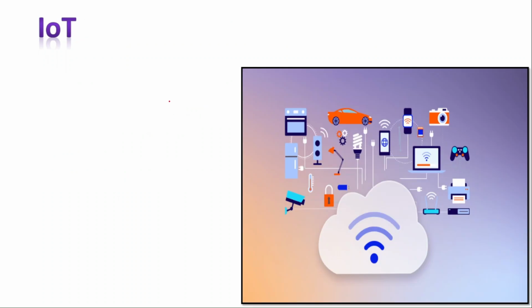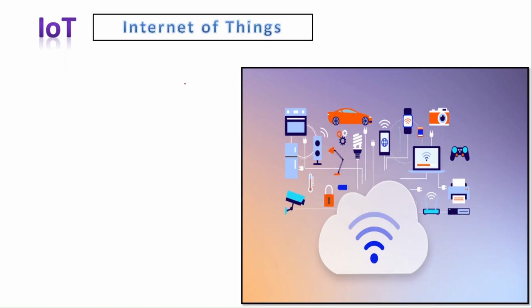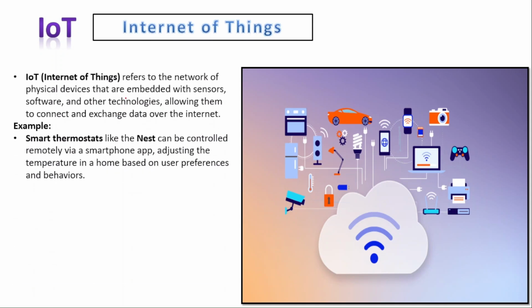IoT, that is Internet of Things. So IoT, Internet of Things, refers to the network of physical devices that are embedded with sensors, software, and other technologies, allowing them to connect and exchange data over the internet. Example, smart thermostats like the Nest can be controlled remotely via a smartphone application, adjusting the temperature in a home based on user preferences and behaviors.